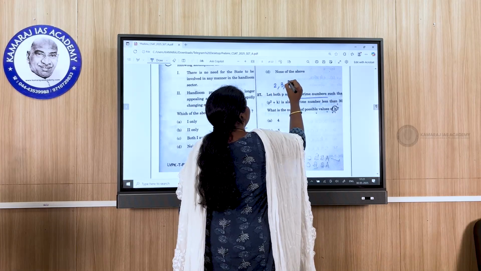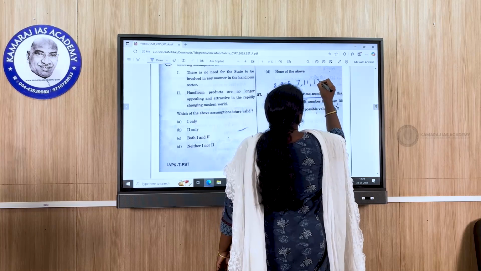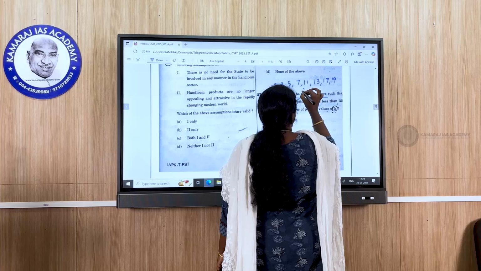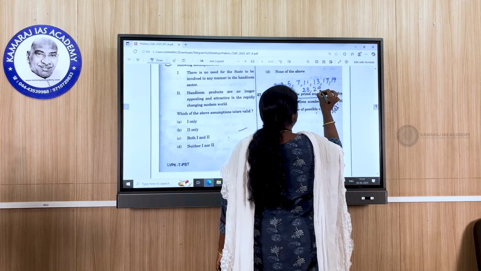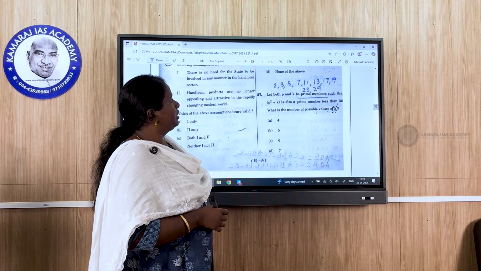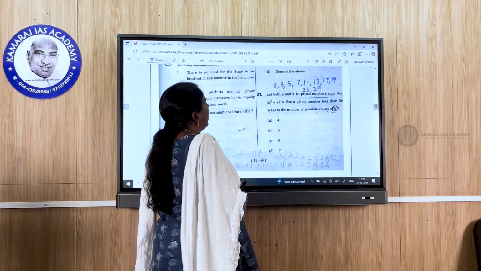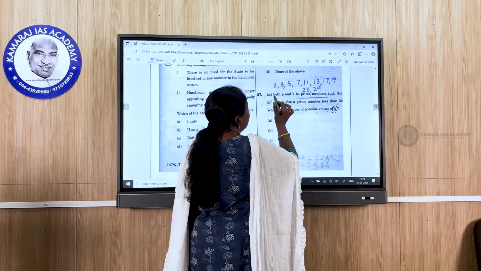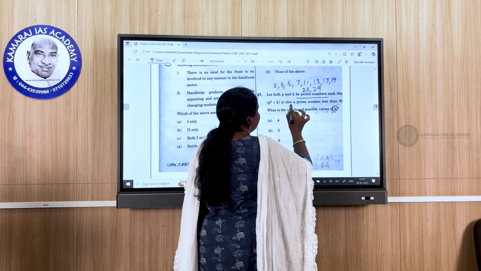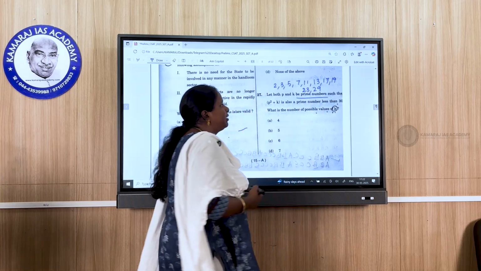2, 3, 5, 7, 11, 13, 17, 19, 23, 29. Less than 30, right? So 2, 3, 5, 7, 11, 13, 17, 19, 23, 29. Now you have to substitute P value, that is, let both P and K be prime numbers such that P square plus K should also give a prime number less than 30. What is the number of possible values of K?